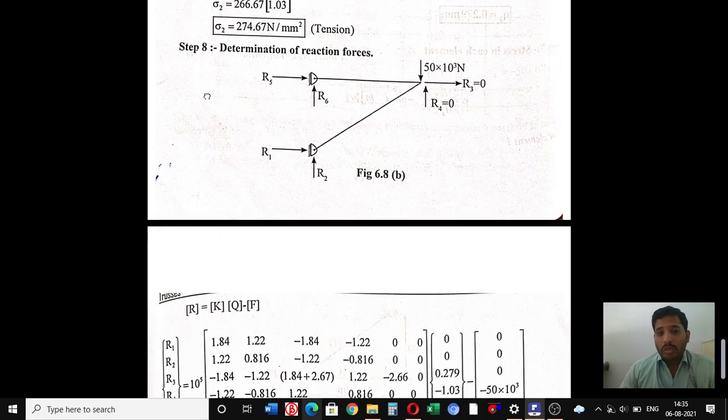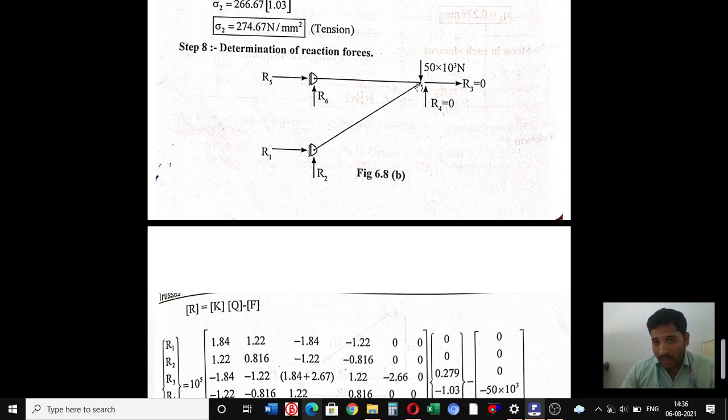After that, the most important thing is we need to find out the reaction forces. We know very well this first node, second node and third node. The first node is a hinge support. If it is a hinge support, the normal reactions act in two directions: R1 in the horizontal direction and R2 in the vertical direction. Clear? Here the normal reaction is R3. There is no force acting at this point, so it becomes 0.